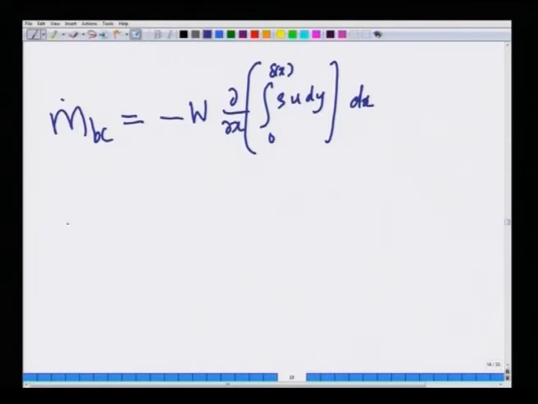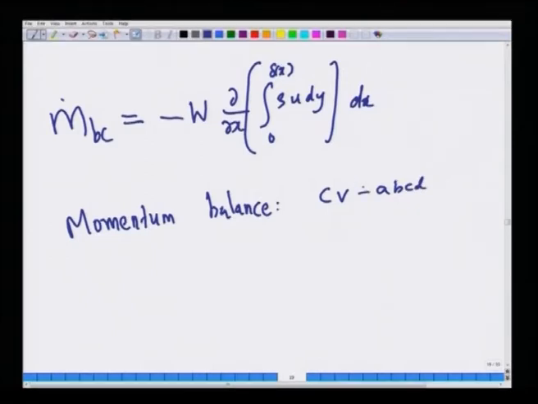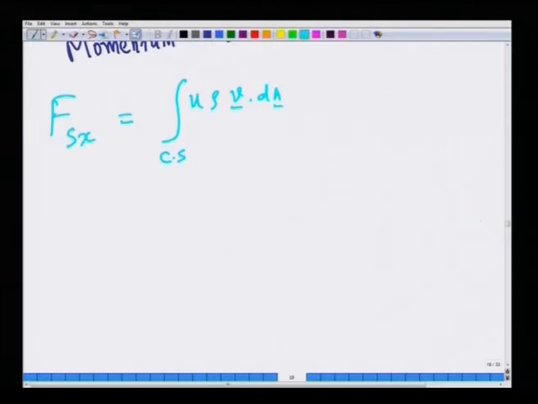Okay. So, the momentum balance for the CV ABCD says that the sum of all the forces. So, let us write the x momentum balance, sum of all the surface forces exerted. I mean, we will neglect body force in our current discussion. Sum of all the surface forces is equal to the momentum flux at steady state, u rho v dot dA. So, we will come to what the forces are a little later. We will first focus on this term.